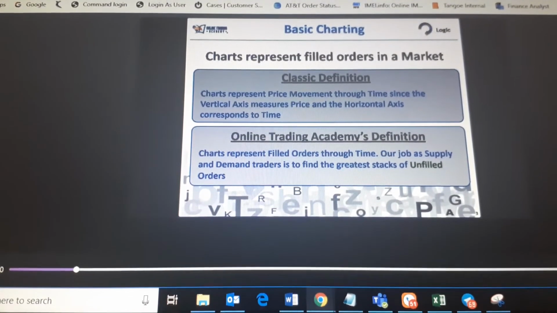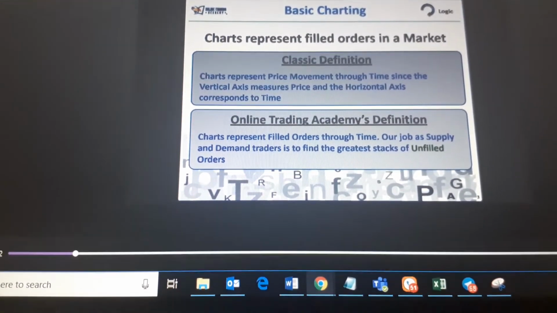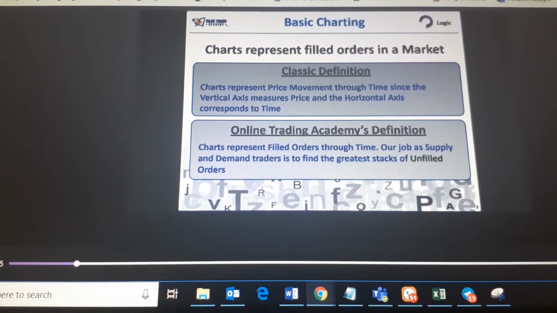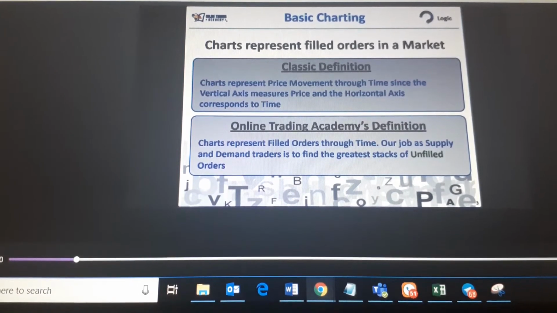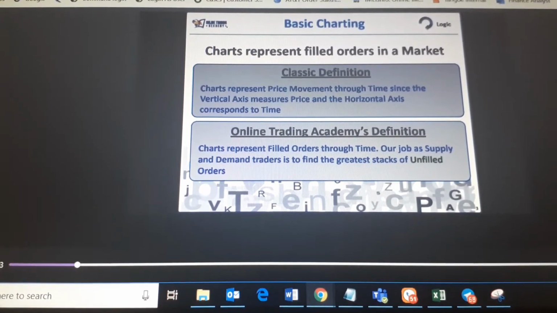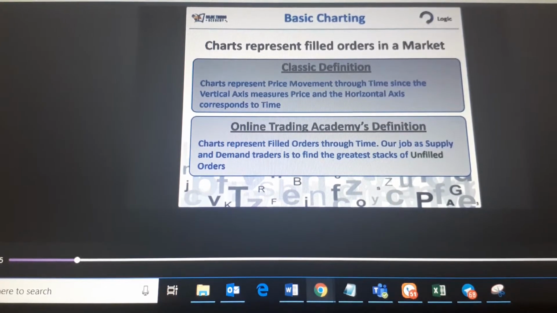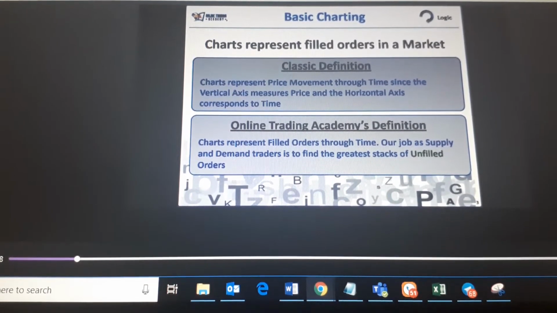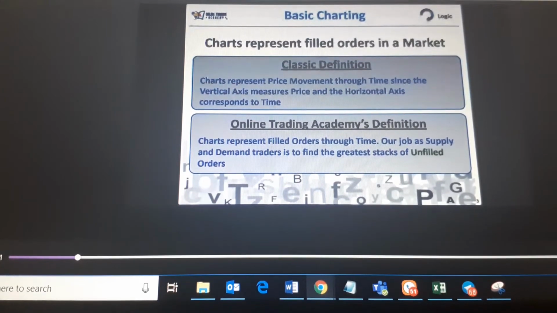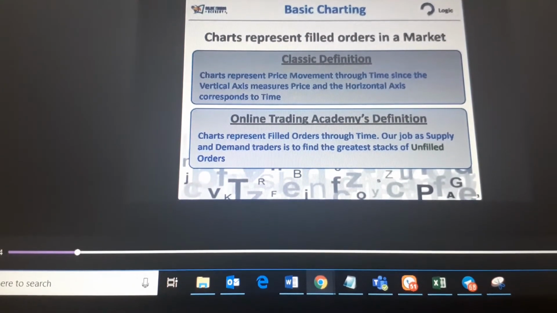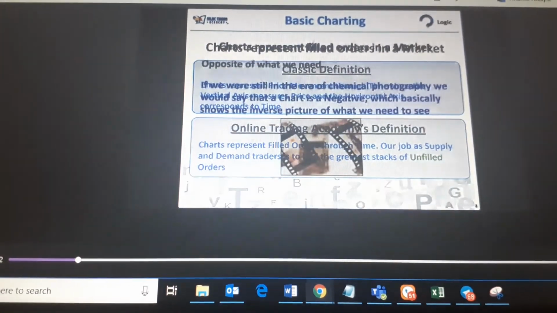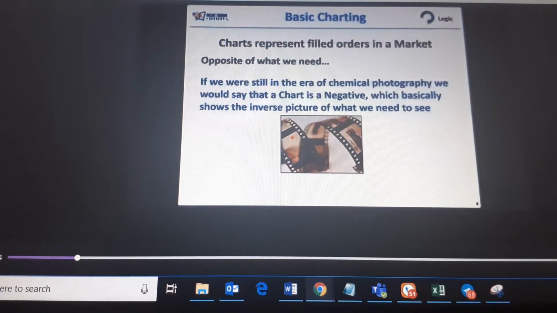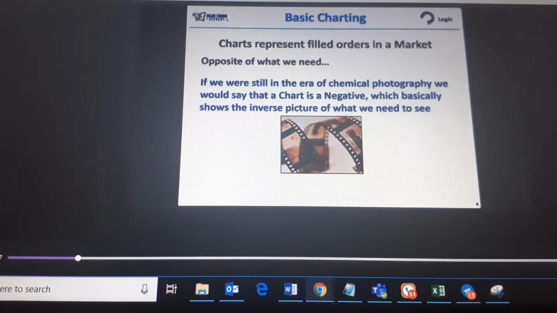Let's suppose that I wanted to buy 200 quantities of a stock. But when I wanted to buy, I only got filled in 50 quantities. So those 50 quantities are your filled orders, and the remaining 150 is your unfilled orders. The question is, where are those unfilled orders on the chart? They are held by the big players, by the institutions. That is what we as core strategy traders need to find. So a chart represents filled orders in the market, the opposite of what we need.